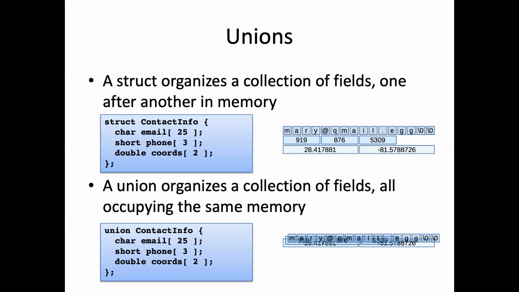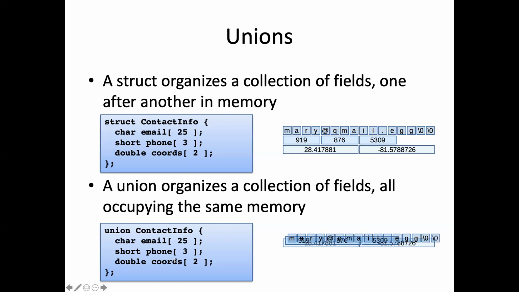So using the same chunk of memory, you could store either an email address, or you could use that same memory to store these 3 shorts or these 2 doubles. That's what I'm trying to show in this picture. You can think of them as all occupying the same memory. So if you stored something in the phone number array, and then later you went back and stored something in the email array, you'd be overriding the memory where you just stored the phone number.